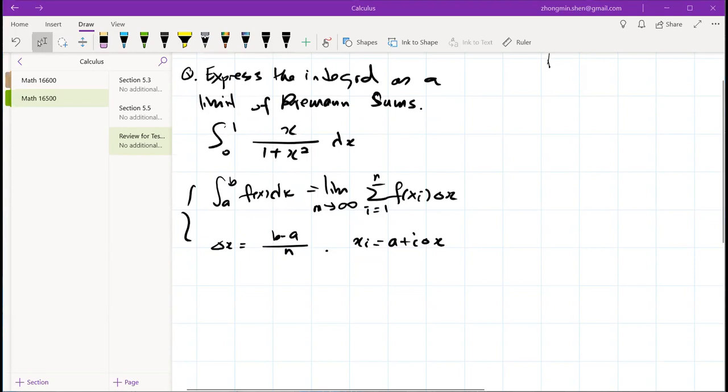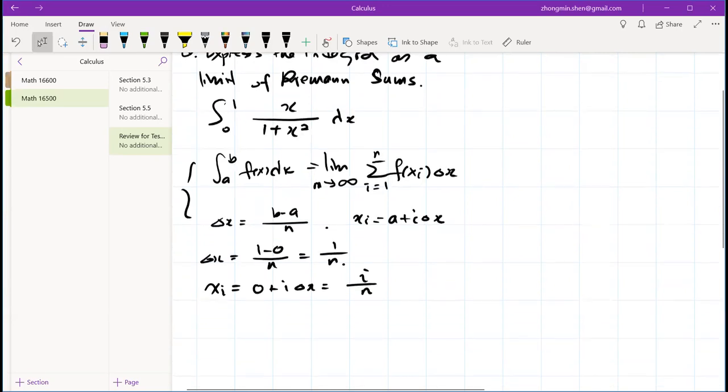So what happens? Now delta x for this particular problem is 1 minus 0 divided by n. It's 1 over n. And xi is going to be 0 plus i delta x, right? So it's going to be i over n. That's it. And the function is given.